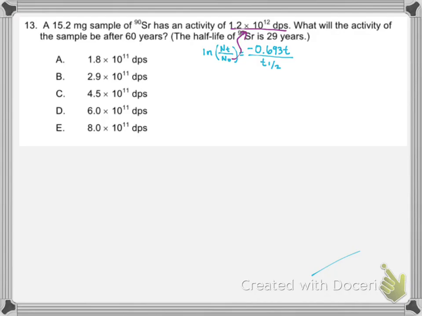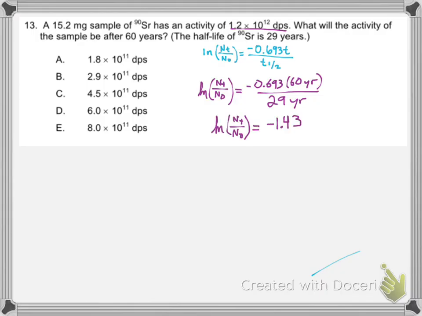So we can use our first order integrated rate law. We have all the information we need here. Rather than plugging in numbers for n sub 0 already, I'm just going to keep these consolidated, and then I'll plug them in at the end. So n sub t divided by n sub 0. The natural log of that is equal to negative 0.693 times the elapsed time. In this case, we have 60 years, over the half-life. And the half-life is 29 years.